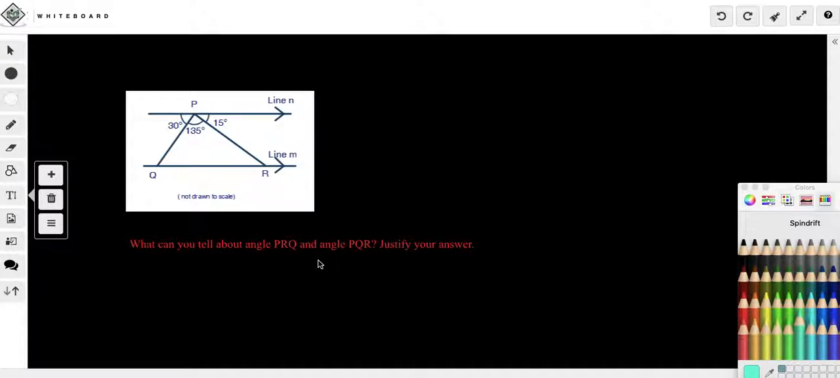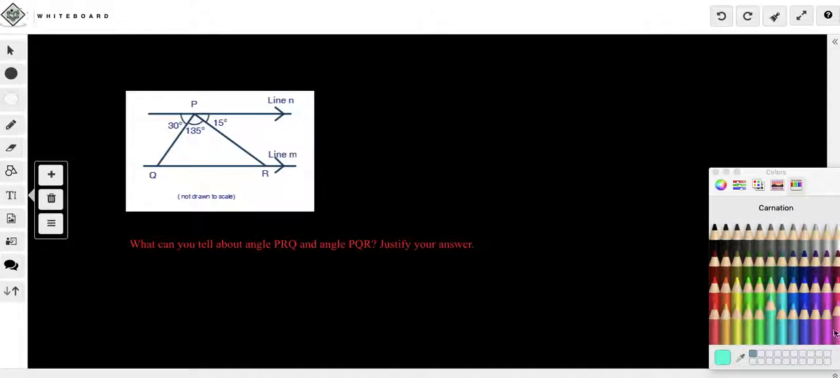Now, when I'm asking you about these, I'm not asking you about how they're related to each other. I just want to know if you can tell me any information about those two angles. So if you want to pause this video and think about it for a second, feel free to do that. I'm just going to go ahead and answer it.